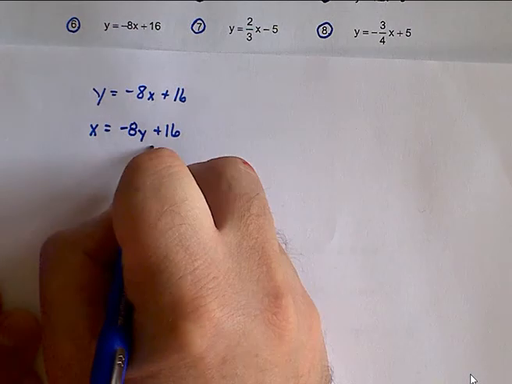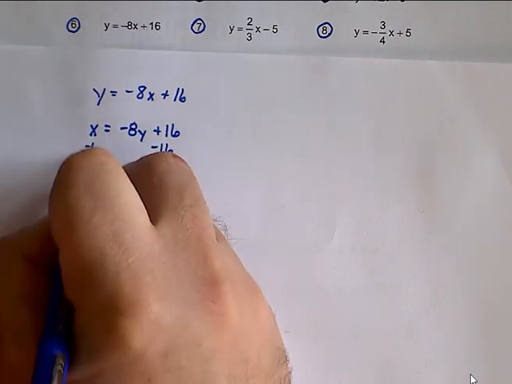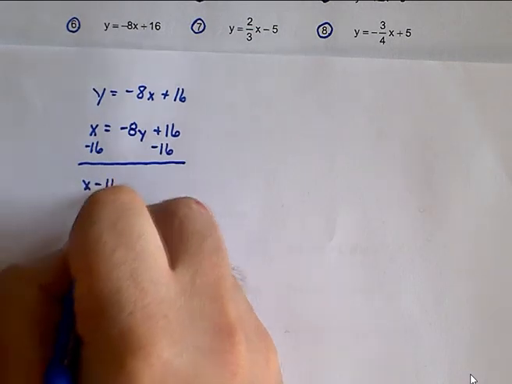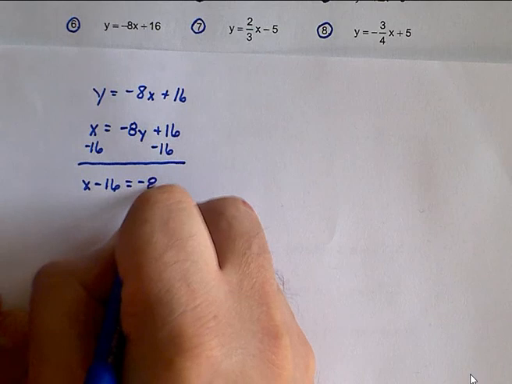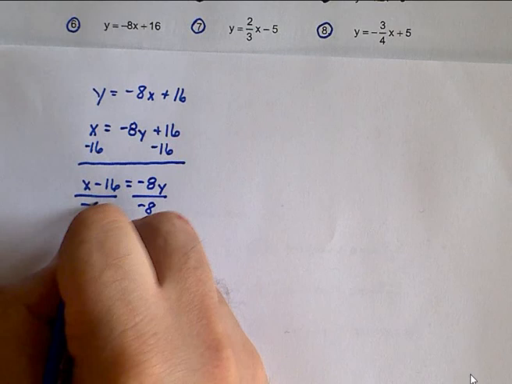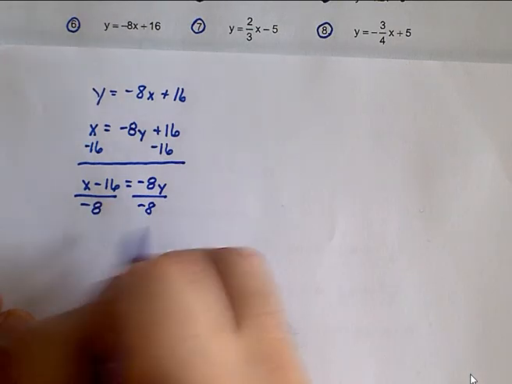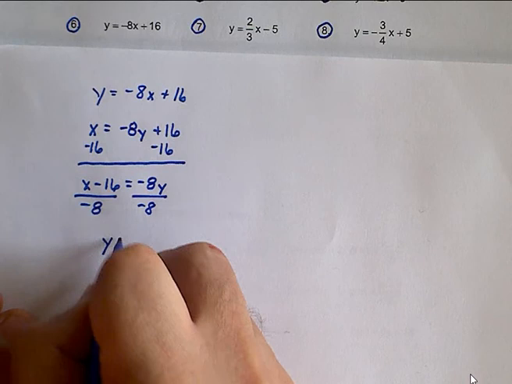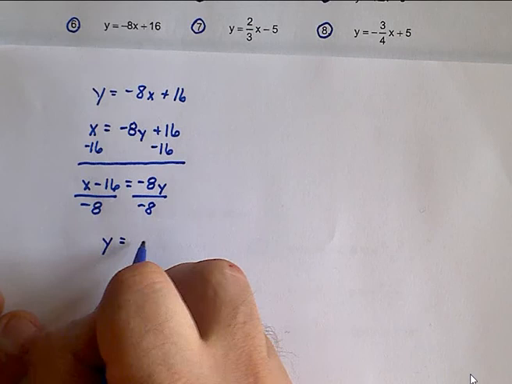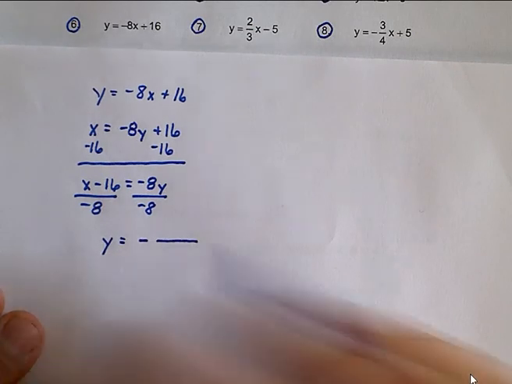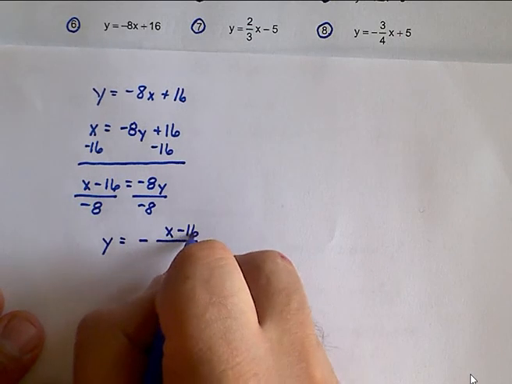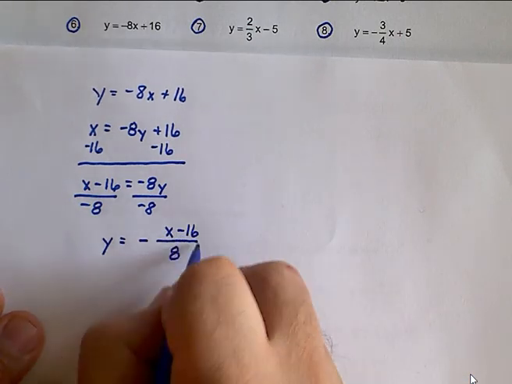So I'm going to solve this. I'm going to subtract the 16 over. I get x minus 16 equals -8y. And then I'm going to divide both sides by -8. So if I switch the sides over, then y equals, I'm going to move that negative. I don't want negatives down the bottom, so I'm going to move a negative out in front, just like this, negative. And then I'm going to put x minus 16 here, and then 8 here, and there's your answer.